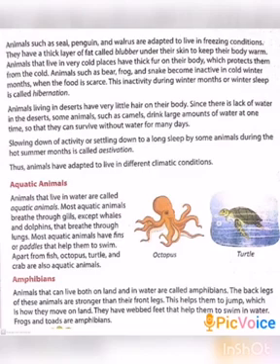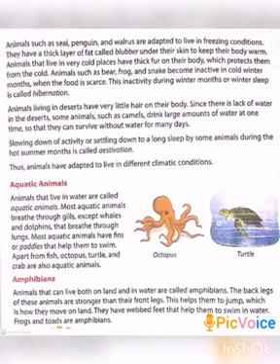Then aquatic animals. Animals that live in water are called aquatic animals. Most aquatic animals breathe through gills except whales and dolphins. They breathe through their lungs. Most aquatic animals have fins or paddles that help them to swim. Apart from fish, octopus, turtle and crab are also aquatic animals.